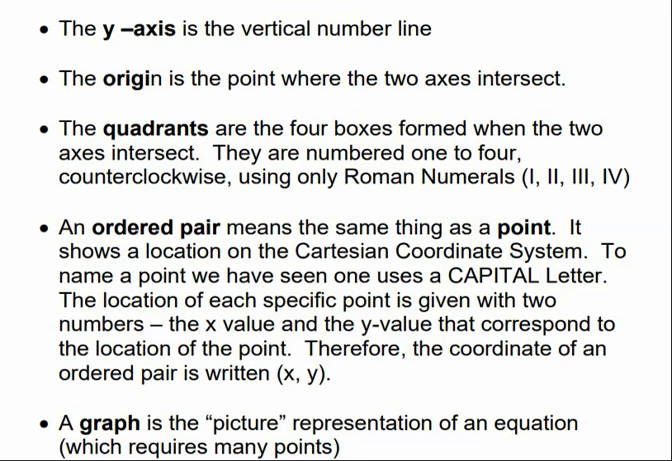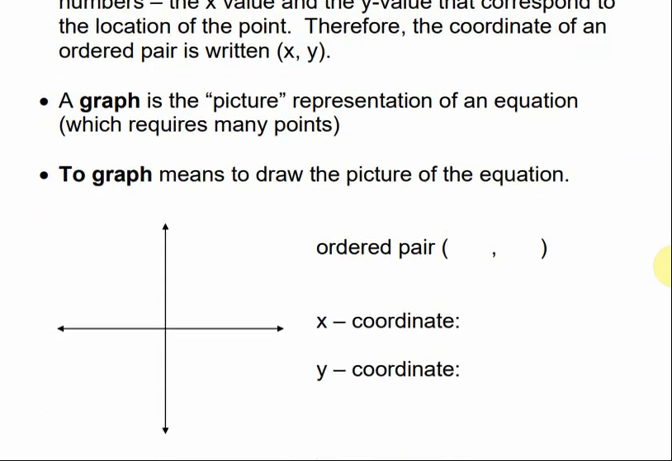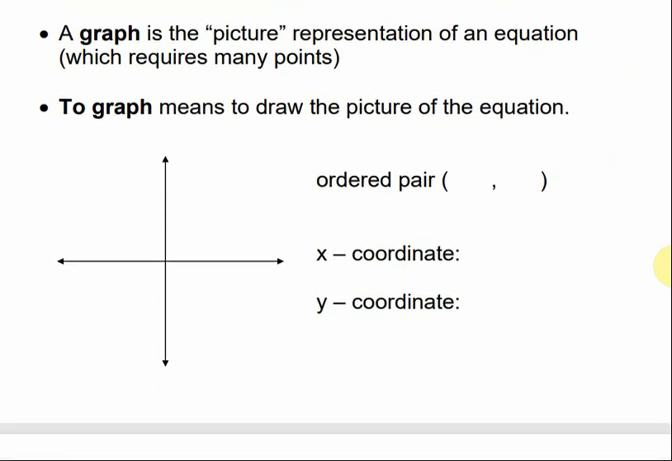An ordered pair is the same thing as a point, and it shows the location in the Cartesian coordinate system. And once we locate a specific point, we use a capital letter to name that point. So the coordinates, or the ordered pair, shows how far we go left and right, which is on the x-axis, and how far we go up and down, which is on the y-axis. So we always label a point with an ordered pair, which is two numbers, the direction left and right and up and down. A graph is a picture representation of an equation, and when you're told to graph something, that just means to draw a picture of the equation.